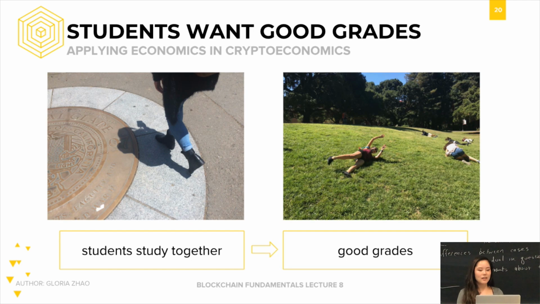All right. And so what we've seen from the example that I had before is that the main motivation we're relying on is that students want good grades. And we can see that this motivation is so powerful that it can cause people to avoid stepping on certain things or roll down hills and stuff. And so what we want is economic incentives so that if students study together, they will get good grades. And so positive reinforcement of that behavior.